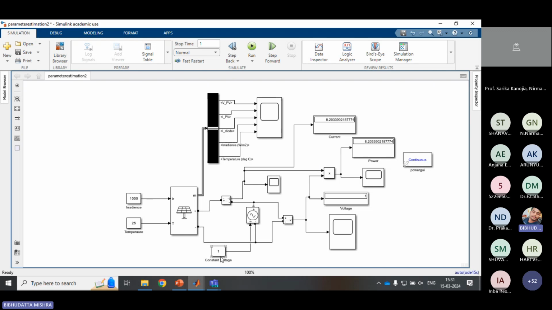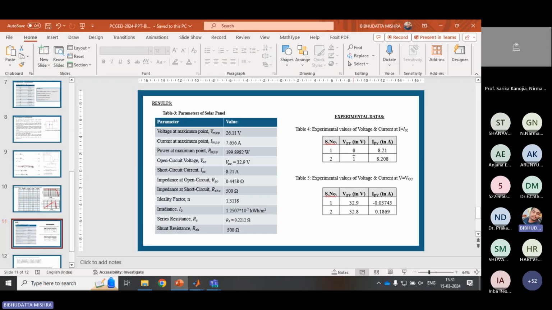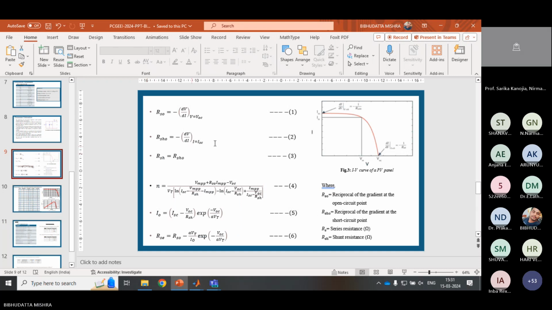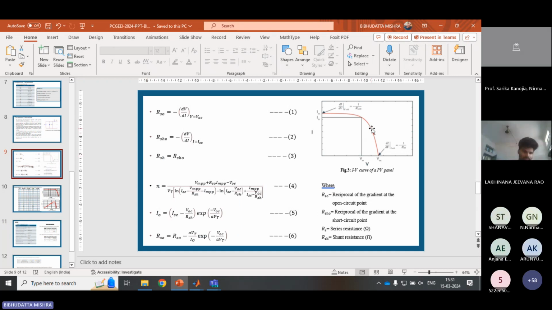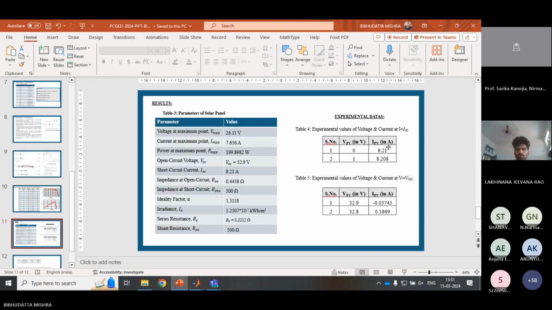For that purpose only, we are changing the constant voltage value to 0 and 1. Corresponding to 0 we are getting 8.21, corresponding to 1 we are getting 8.20, and this is particularly the short circuit condition. And for the short circuit condition, which parameter do we need to get? At short circuit condition we need to get RSS naught. So RSS naught can be calculated referring to this table number 4.